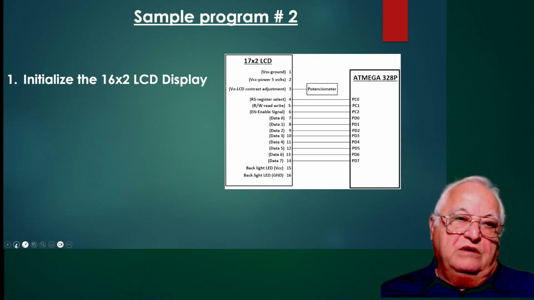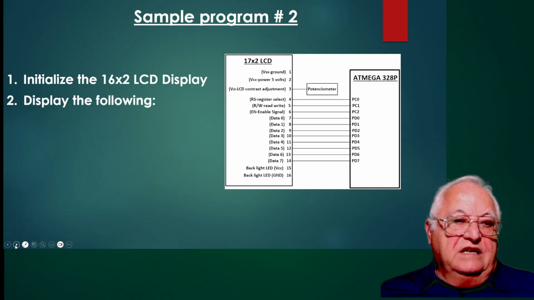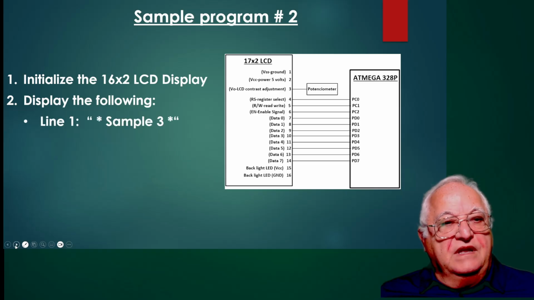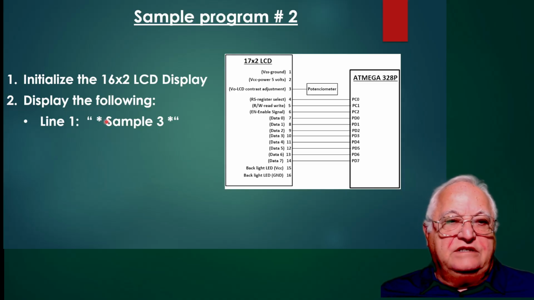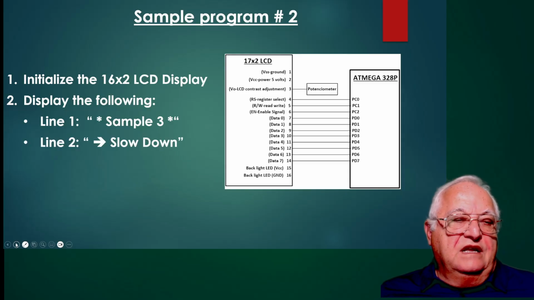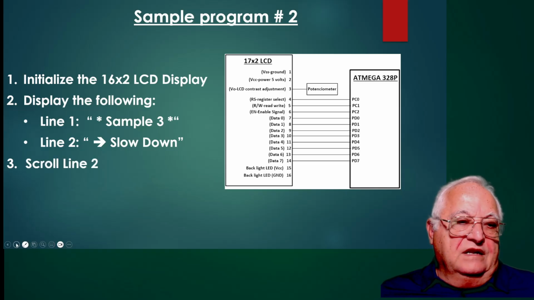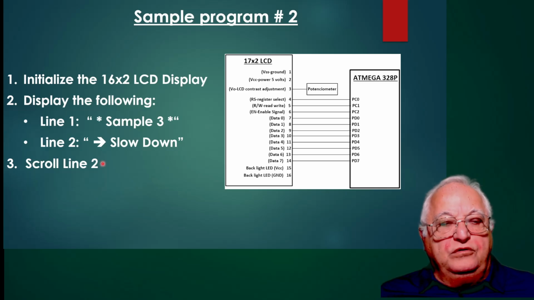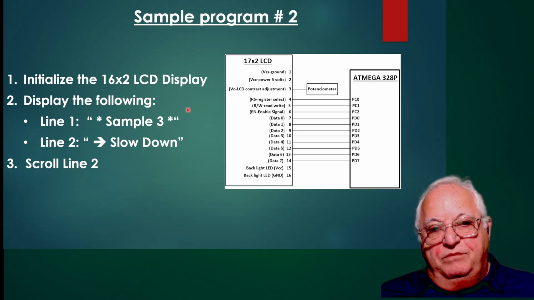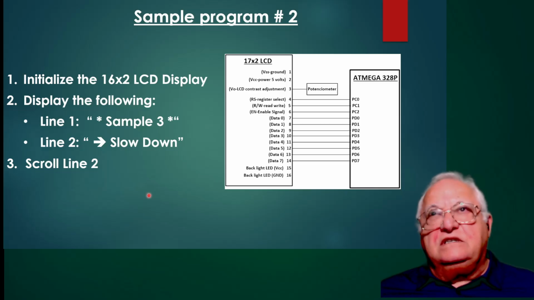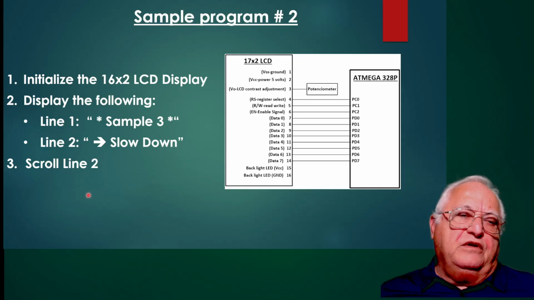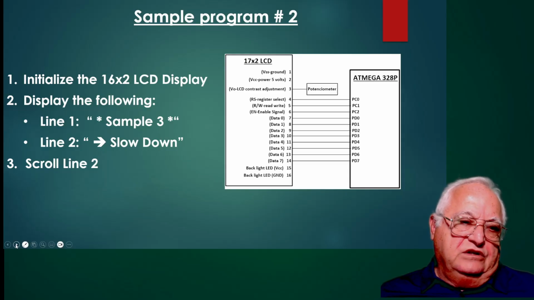We're going to initialize our 16x2 LCD. Next, we're going to display the following. In the first line, we're going to display sample 3, asterisk, sample 3. Next, in line 2, we're going to show an arrow and then the words slow down. Now, line 2, we're going to make it scroll. So we have sample 3 and then slow down scrolling. A lot of these displays are kind of small, so things scroll. So I figured I'll just give you an example with things scrolling.